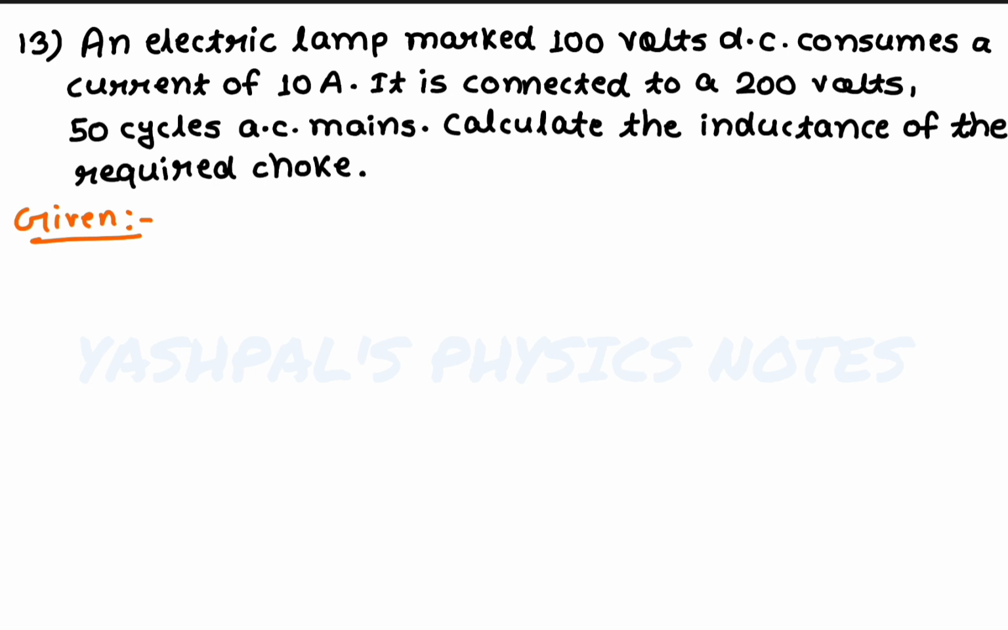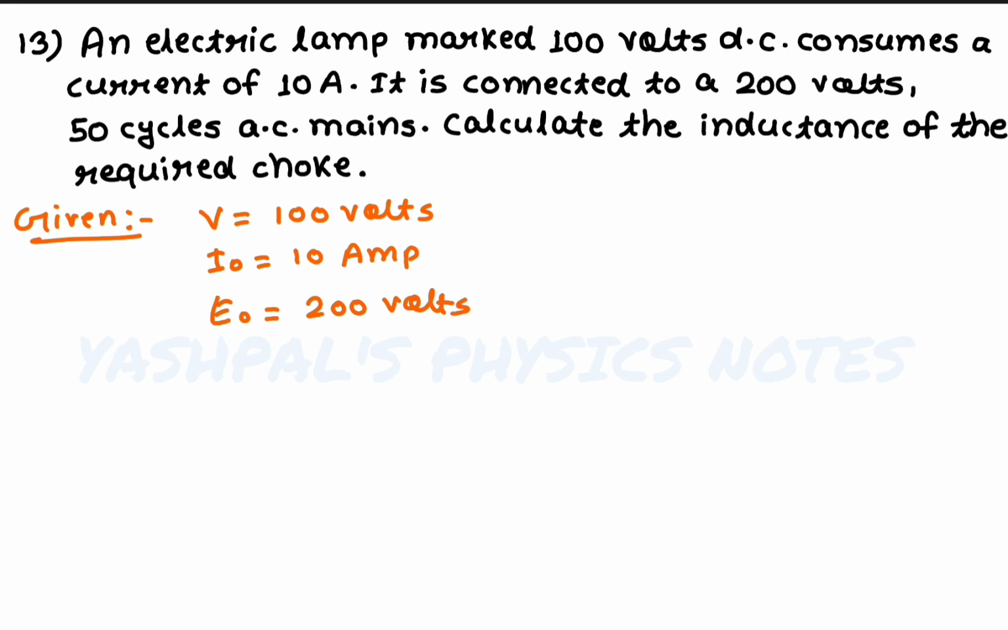An electric lamp marked 100 volts means voltage is given 100 volts. Consumes a current I naught, okay, current is given, I naught is equal to 10 ampere. It is connected to a 200 volts 50 cycles AC mains. Here E naught amplitude is given as 200 volts. Amplitude here E naught is simply EMF.